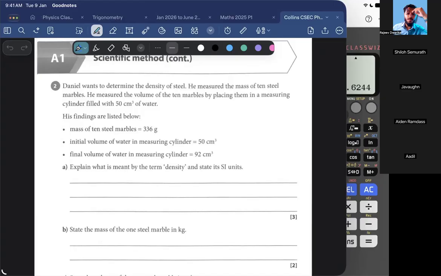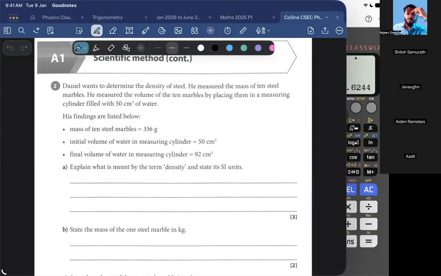Daniel wants to determine the density of steel. He measured the mass of 10 steel marbles. He measured the volume of the 10 marbles by placing them in a measuring cylinder filled with 50 centimeter cube of water. His findings are listed below. Mass of 10 steel marbles equals 336 grams. Initial volume of water in measuring cylinder equals 50 centimeters cube. Final volume of water in measuring cylinder equals 92 centimeters cube. A. Explain what is meant by the term density and state its SI unit. B. State the mass of one steel marble in kg.